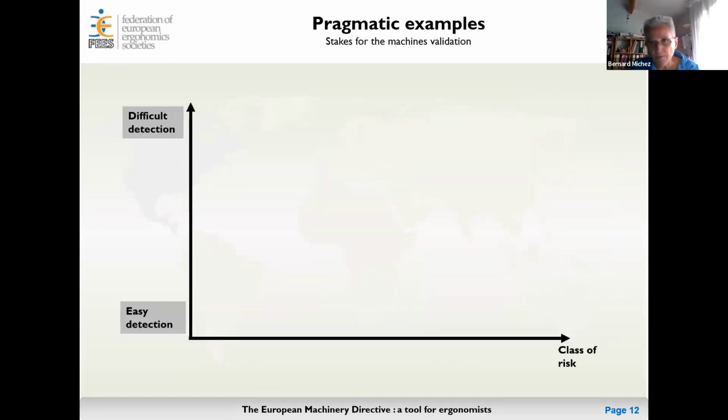The stakes are about understanding what we have to do, particularly during a design, but not only, during the use of different machines. The graphic you have in front of you shows different classes of risks and a difficult or an easy detection. Three modalities.